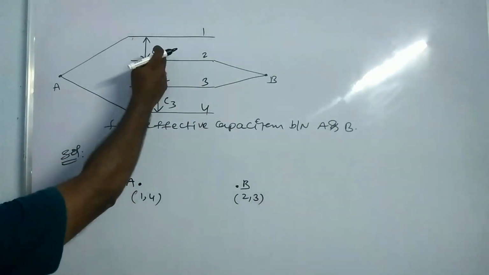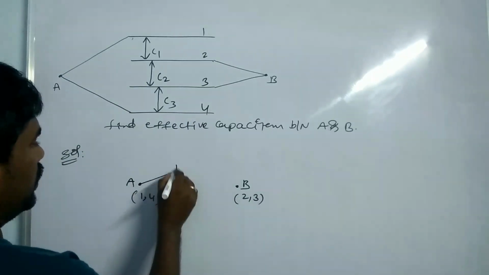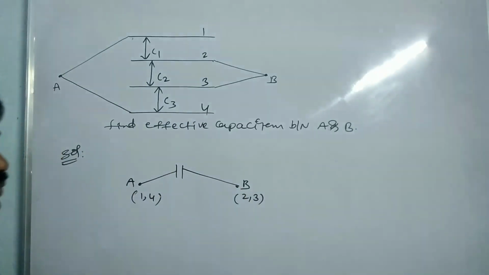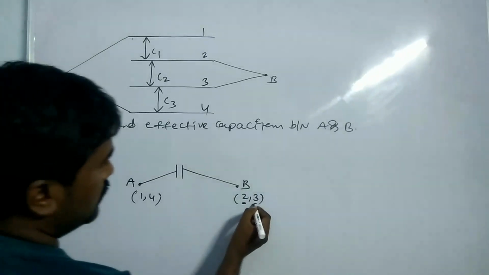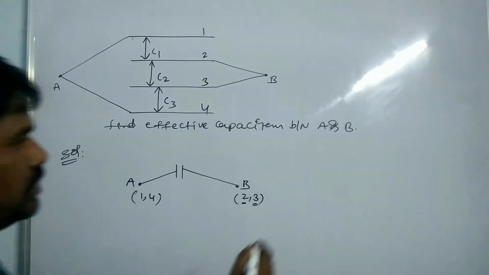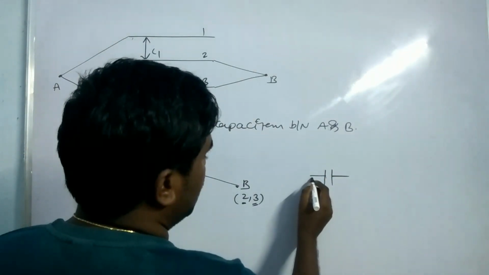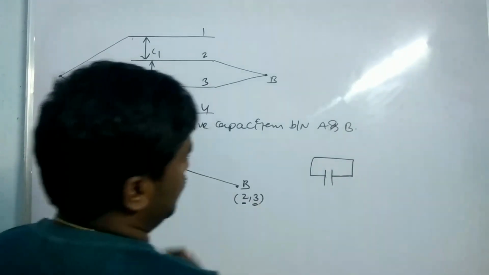The first capacitor C1 is connected between 1 and 2. So this is 1, this is 2, and there is a capacitor between 1 and 2, right? And between 2 and 3 there is a capacitor. This is 2 and this is 3. The two ends of the capacitor are connected. So this is the connection.